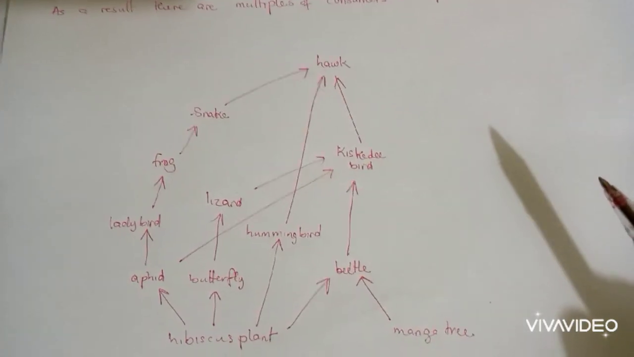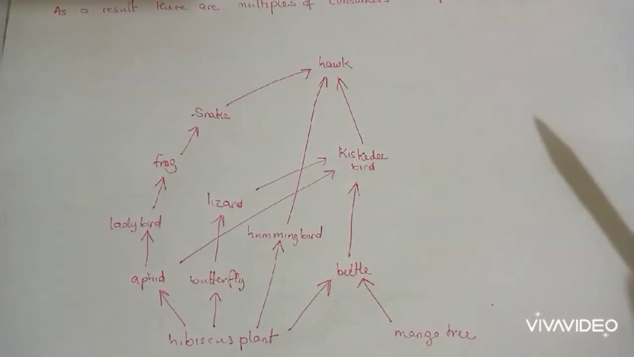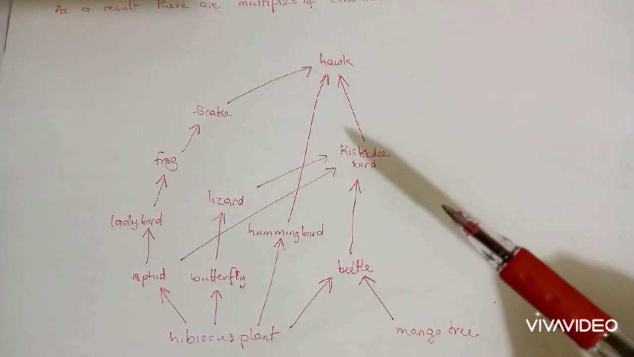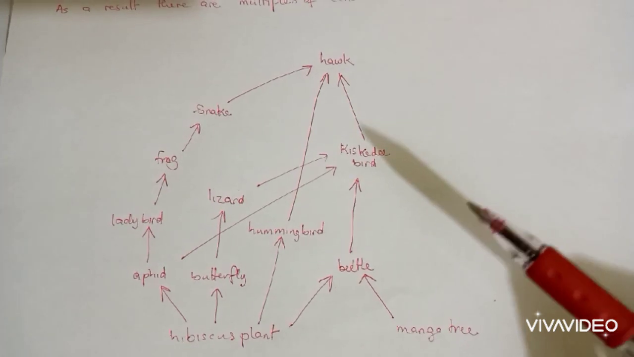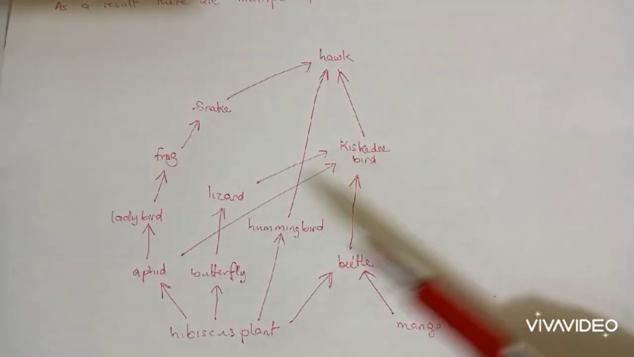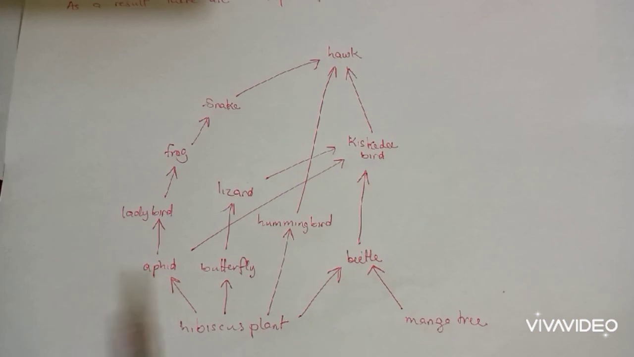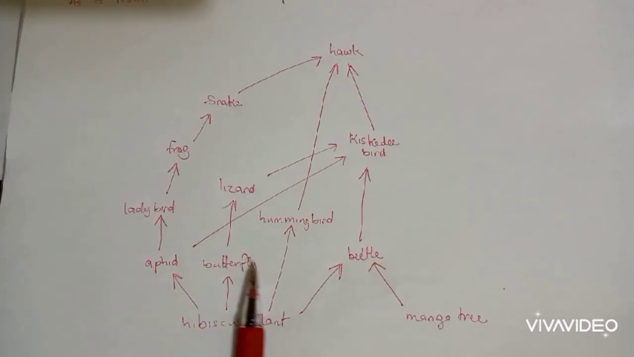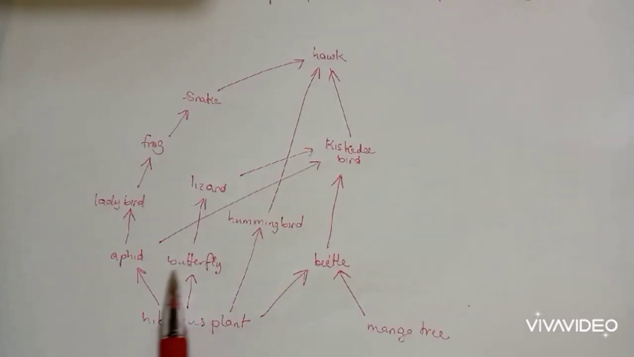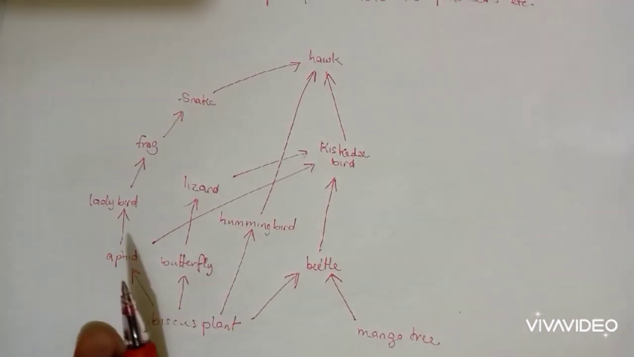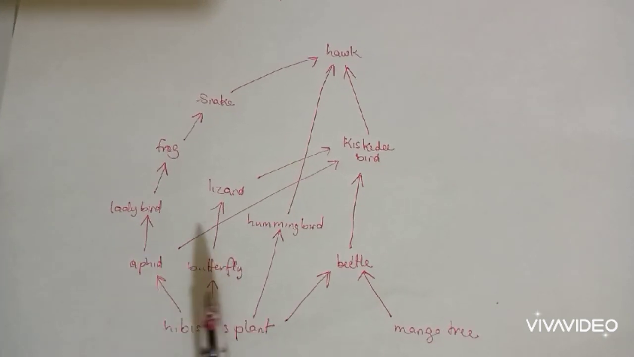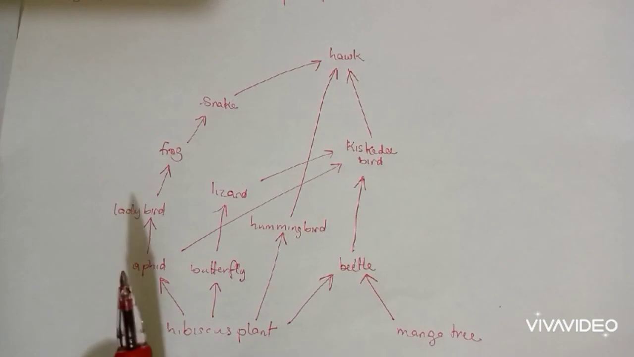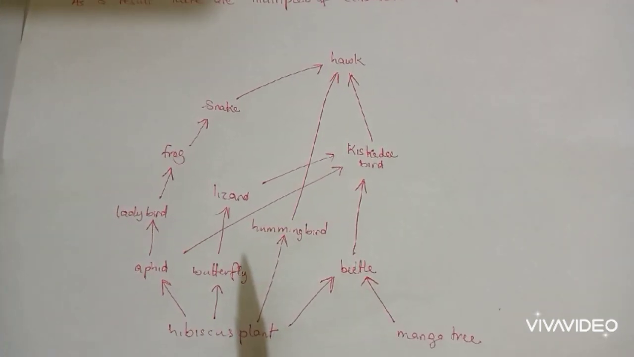So in a food chain you see that each animal only has one food source, but in a food web you'll realize that an animal can have more than one food source. Note also in a food web we have the aphid, the butterfly, the beetle. All of these animals right here are primary consumers. So there is more than one animal feeding at the same trophic level.